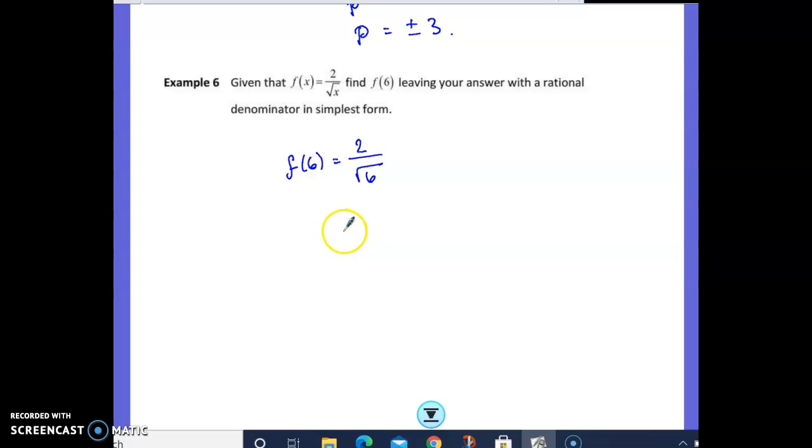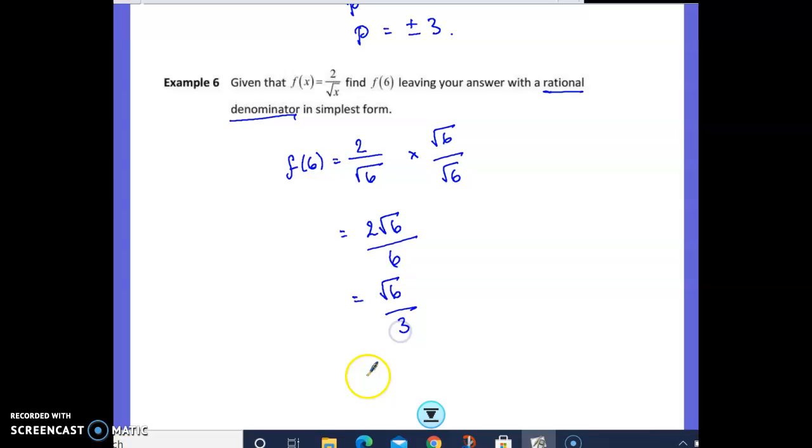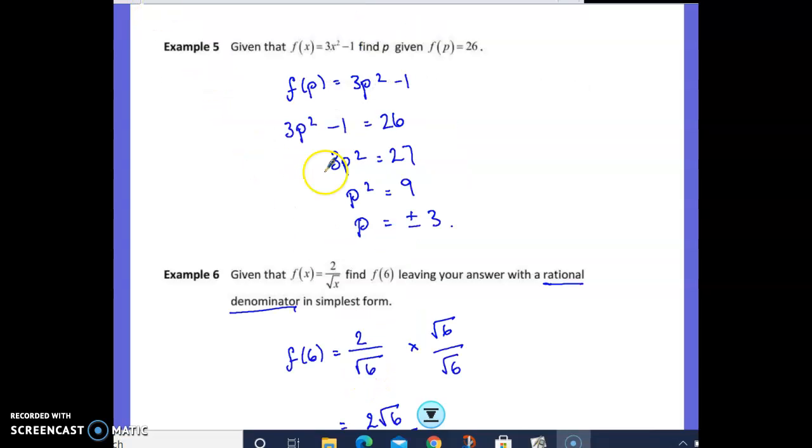So that gives me 2 over root 6, but I want it with a rational denominator. You could have rationalised the denominator before putting the 6 in if you prefer, it makes absolutely no difference. To rationalise the denominator, I want to times by root 6 over root 6. So I get 2 root 6 over 6, which simplifies down to root 6 over 3. Okay, I'll leave you to try some functions then.